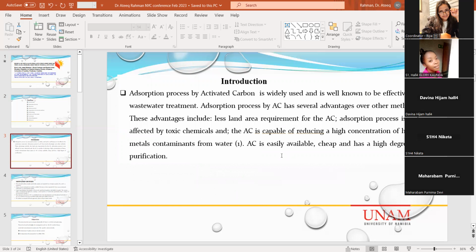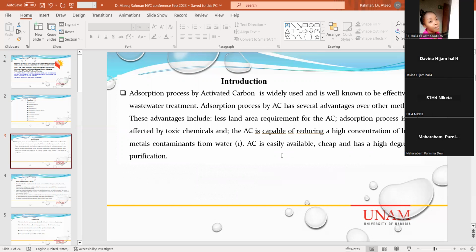Adsorption by activated carbon is a widely used, well-known effective method for water treatment. This adsorption process by activated carbon has many advantages compared to other methods. The advantages mostly include less land area requirement for the AC adsorption process, and it is not affected by toxic chemicals. AC is capable of reducing high concentrations of metal contaminants from water. Activated carbon is very easily available, cheap, and gives a high degree of purification. The main property is its high surface area, which can adsorb contaminants.